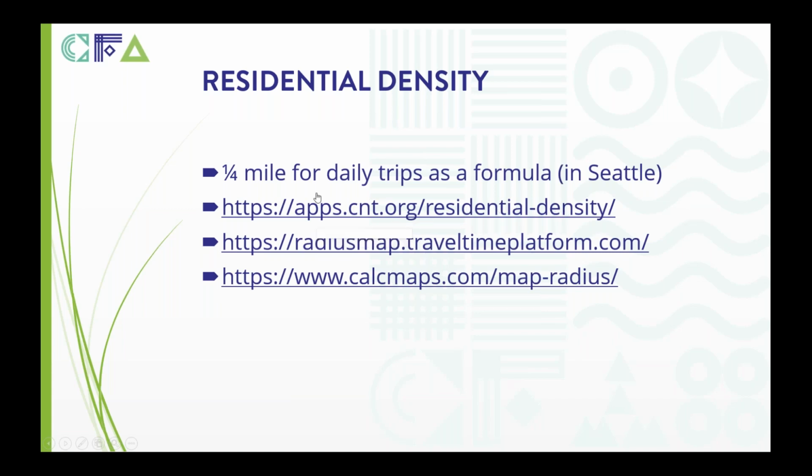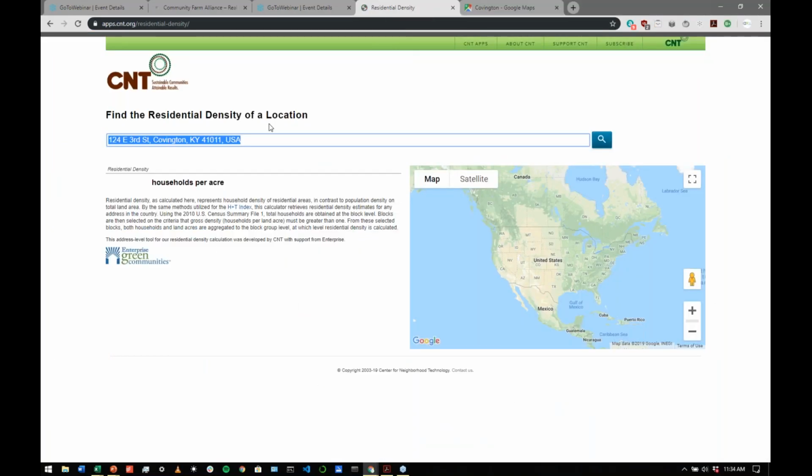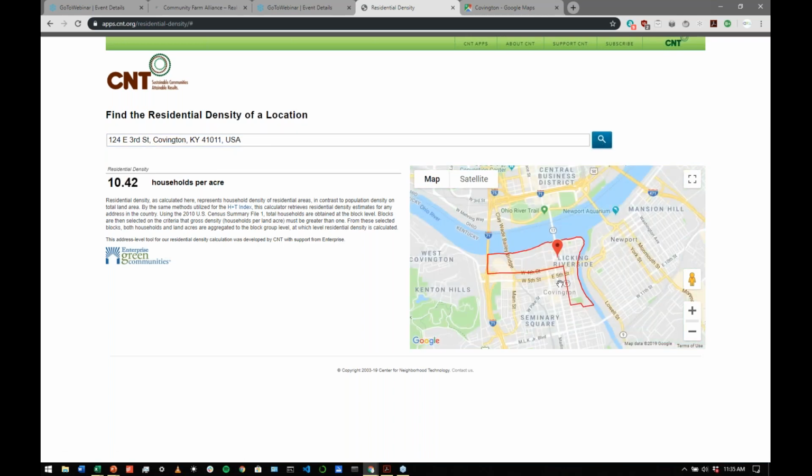But there are a couple of tools here I want to show you with regards to that. So the first one is pretty interesting. This is a residential density of a location. So you can use this to grade out a space as well. So this is the address of the Covington Farmers Market, and we'll just need to search it. And so you'll see that it's 10.42 households per acre, which isn't bad.